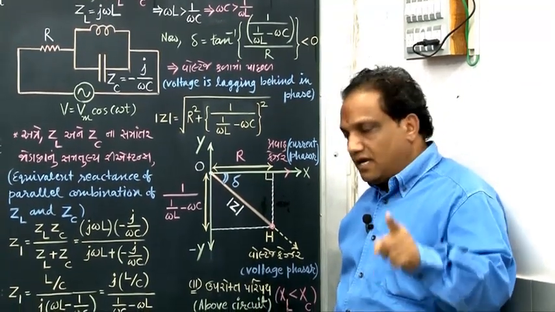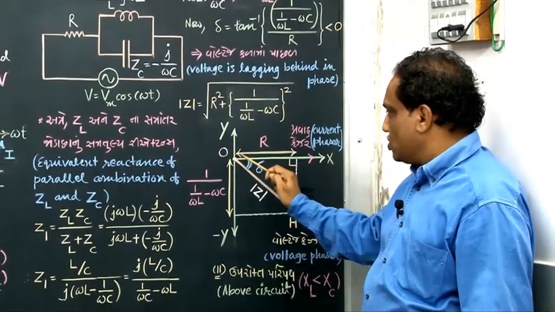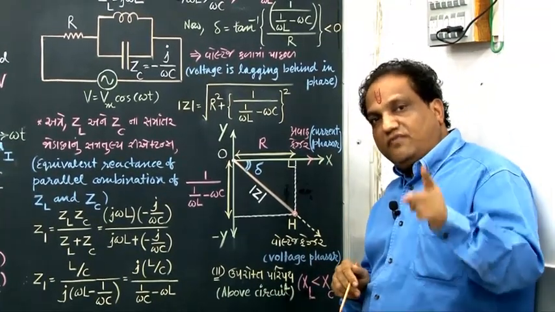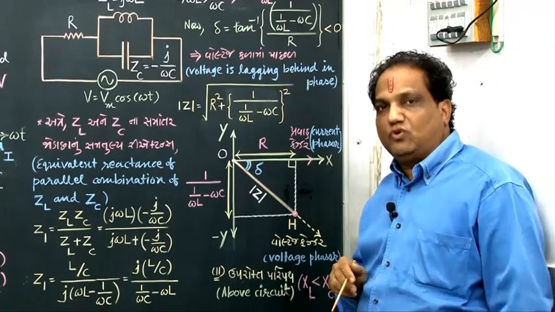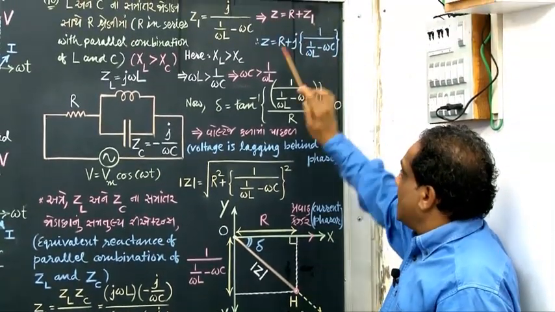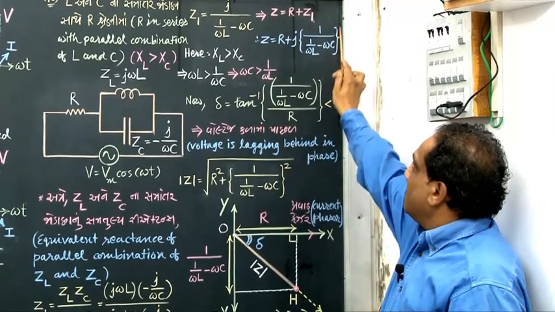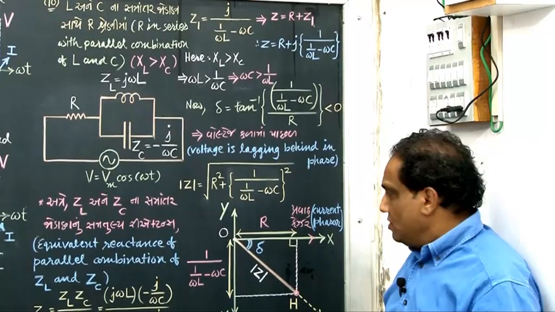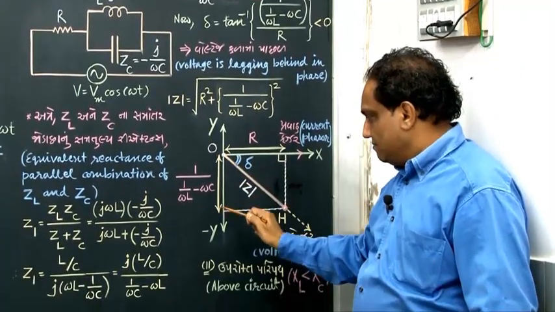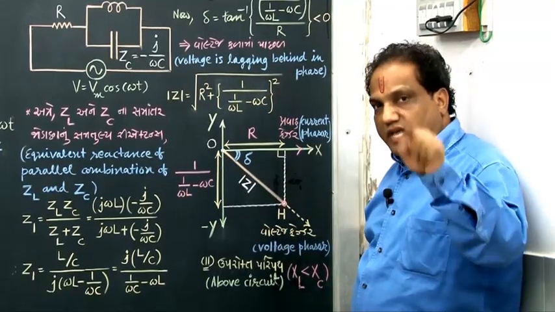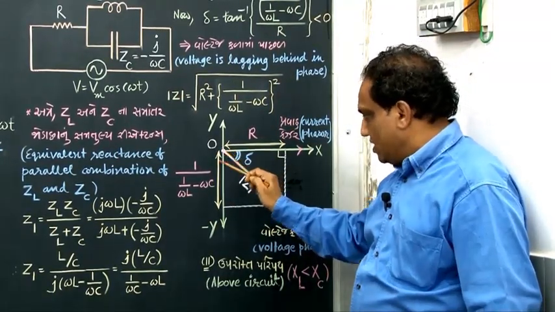What about the phase diagram? In the phase diagram, the value of R is to be shown on the positive x-axis, but the value of the imaginary part is to be shown on the y-axis. Right now, if omega C is greater, then this value will be negative. If the imaginary part is negative, just show it below the origin. Had it been positive, we could show it above the origin. Right now it is negative, so we show it below the origin.